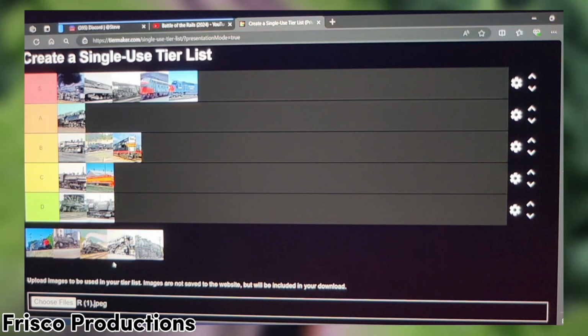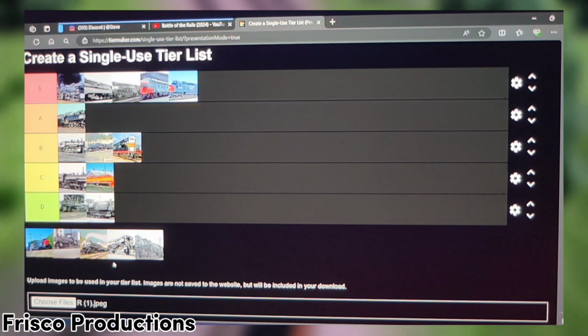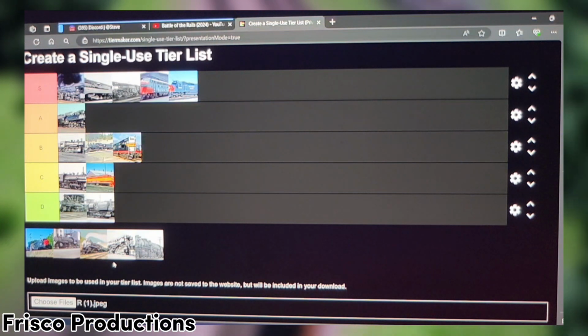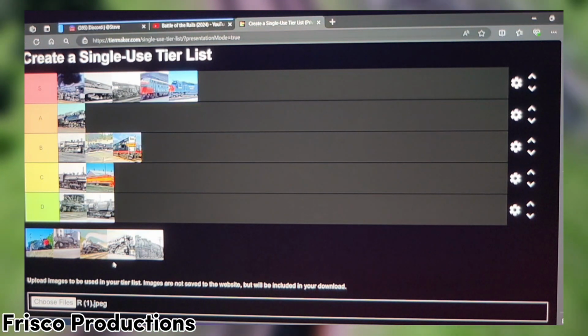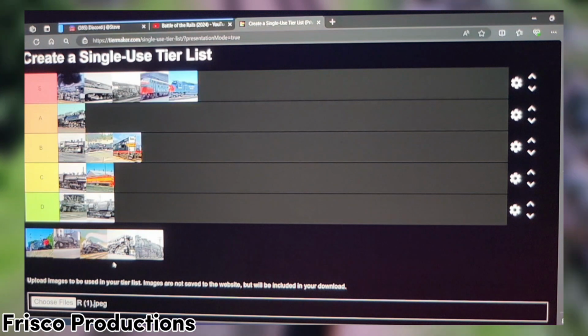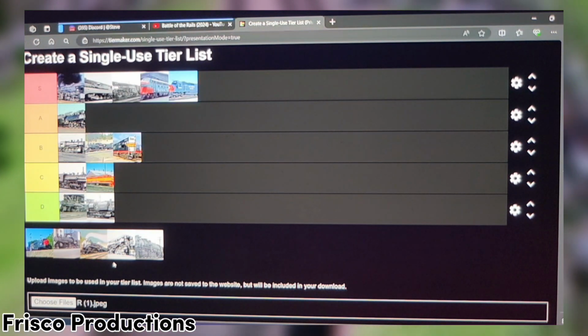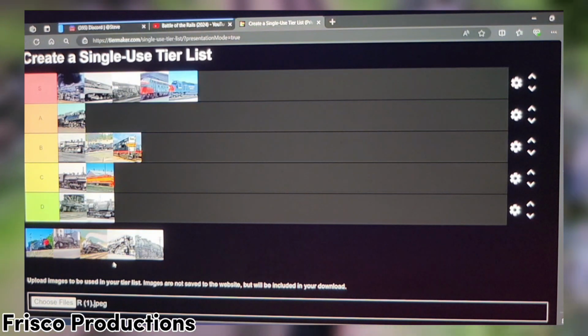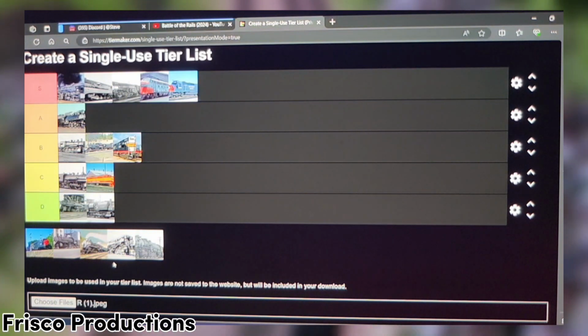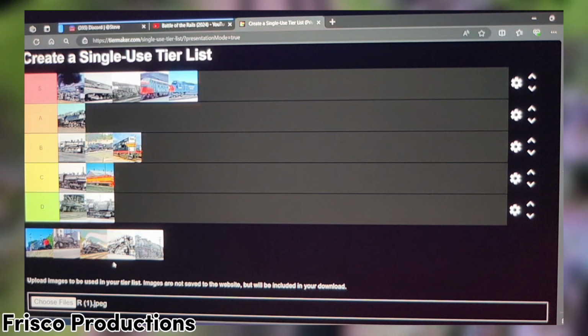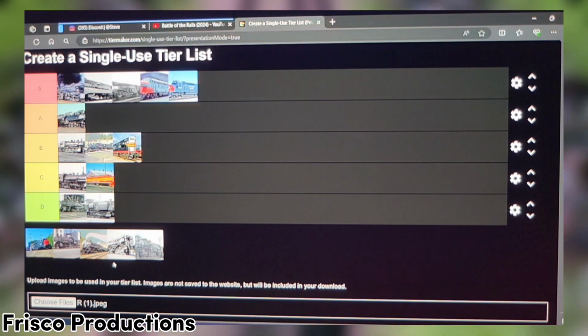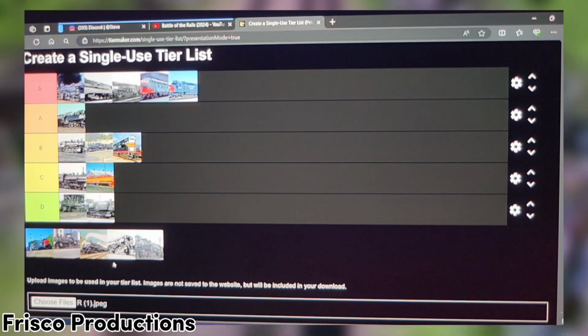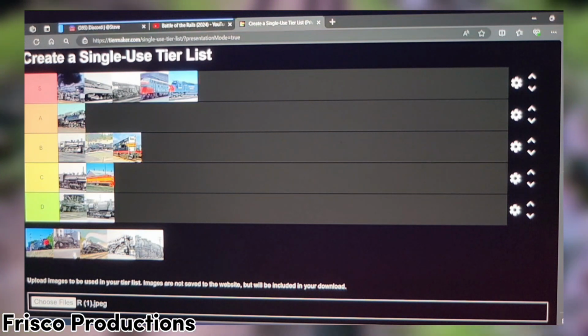Okay, let's use an example. How about Southern Pacific 745? Oh, yeah. I know absolutely nothing about these engines. They just existed, so okay, there we go. We're putting them in C tier. One of them is preserved, however.